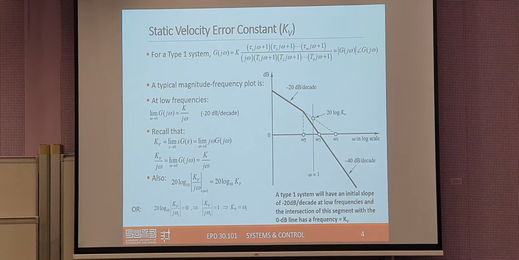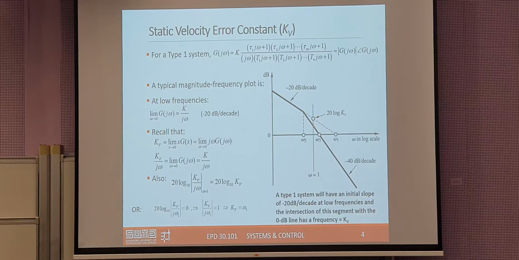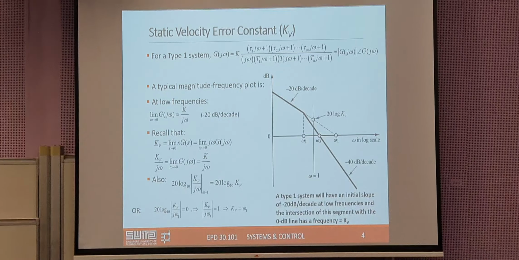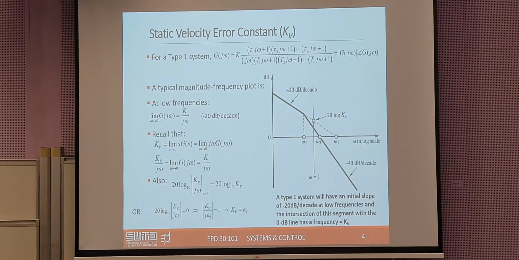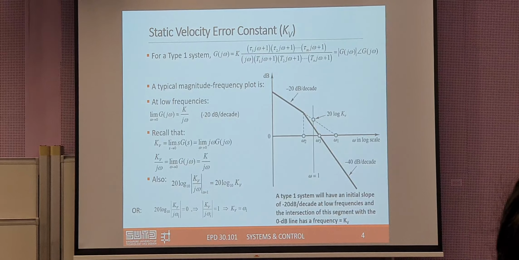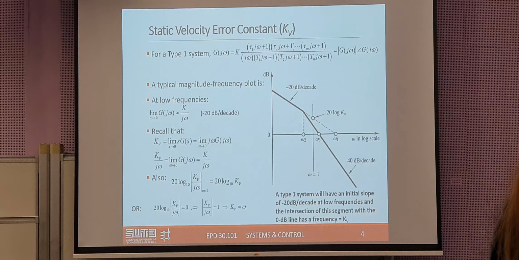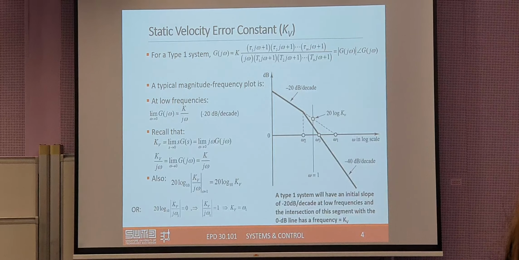Again, these are all graphical methods. You can see there's no calculation. Maybe there's some way to calculate 20 log, that's simple, but by far it's a graphical method. Okay? So this is for the type 1 system. Not first order system, it's type 1. That means there's one pole at the origin.